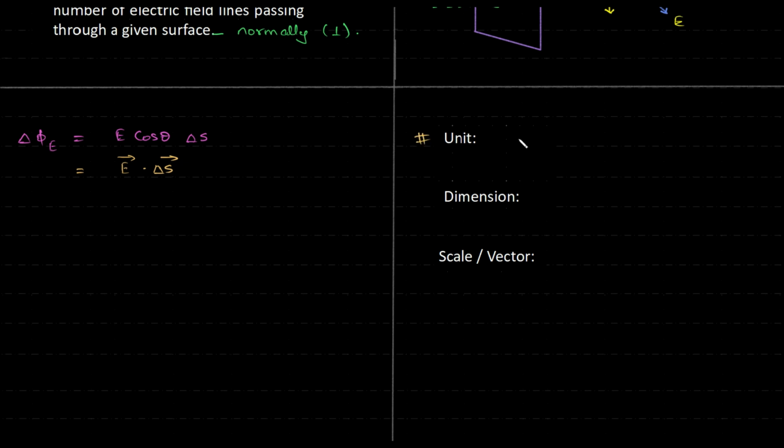What do you think will be the SI unit? It will be Newton per Coulomb meter. Is that correct? Wrong. It is meter cube. Right? Again wrong. It is meter square. Dimension, well, you guys do it. So is it scalar or vector? It's a dot product, so it has to be scalar.